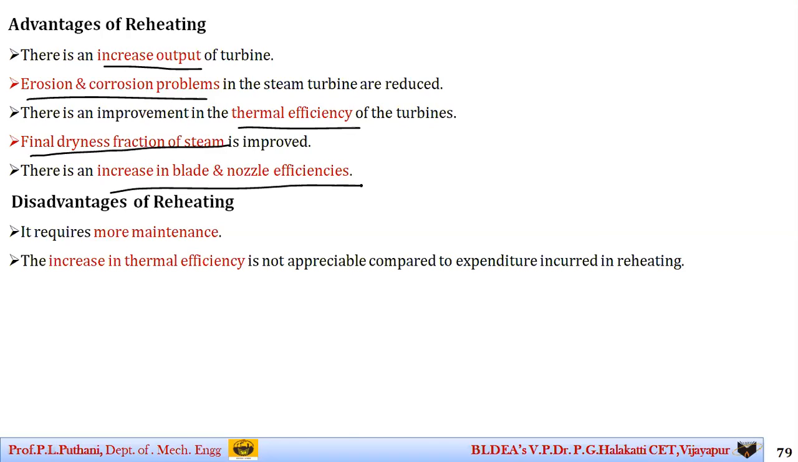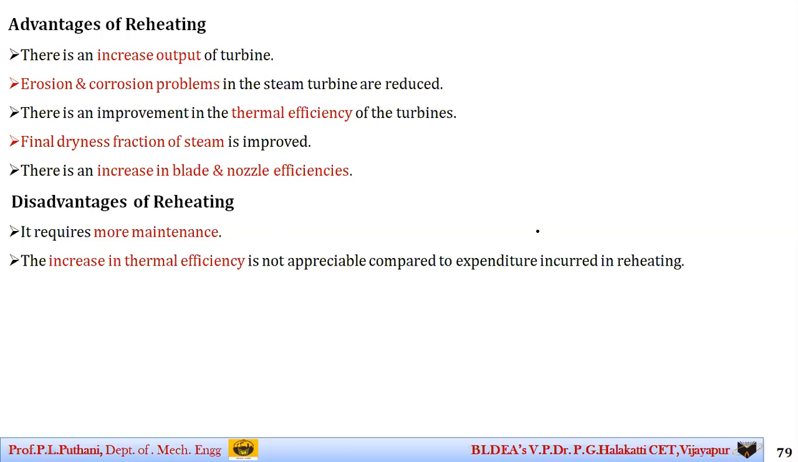But apart from that, there are some disadvantages also. It requires more maintenance. Then the increase in thermal efficiency is not appreciable, because even though you have an increase in thermal efficiency, to achieve this we need to have more financial burden. That is, the setup has to become more complex in nature. So these are the things with respect to the reaction turbines.